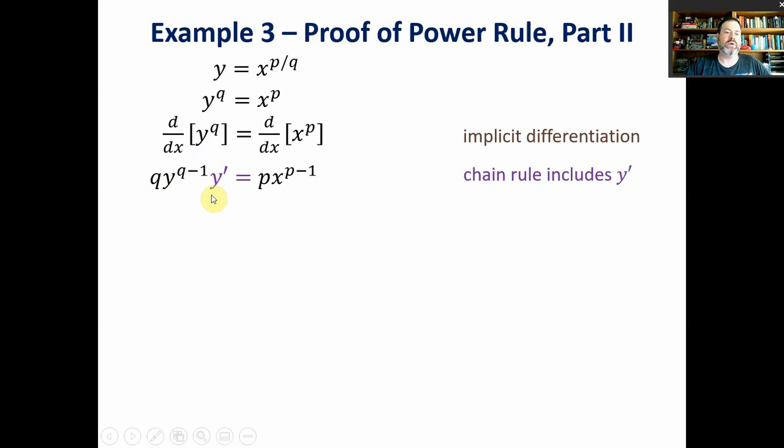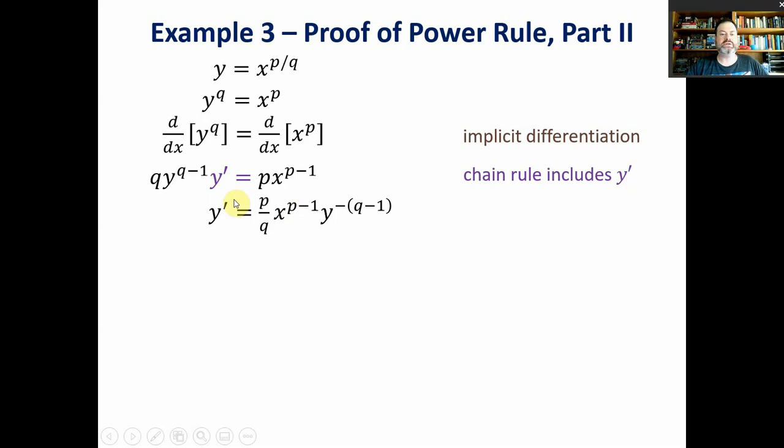Now we want to solve for y prime. So I'm just going to divide both sides by this thing, and you get that, right? So p divided by q is p over q. What we need to look at is the x's, right? So we have p minus 1. When I divide by this, that's the same as multiplying by y to the negative, right? Because a negative exponent is 1 over.